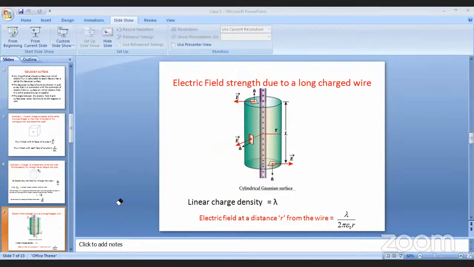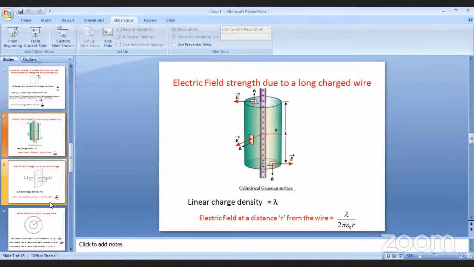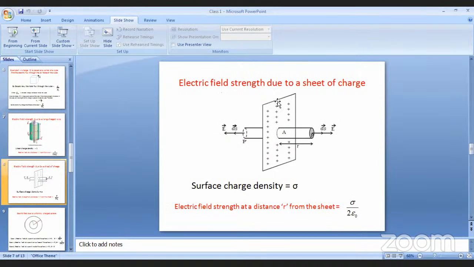So this is the first application, and the second application is this. Here you have a sheet of charge. For this sheet of charge, the surface charge density is sigma, and when you take a point at a distance small r from this sheet, the electric field is given by sigma by 2 epsilon 0. Here also the Gaussian surface is a cylinder, but when you take the two caps of this cylinder, the electric field vector and the surface area vector are parallel to each other.